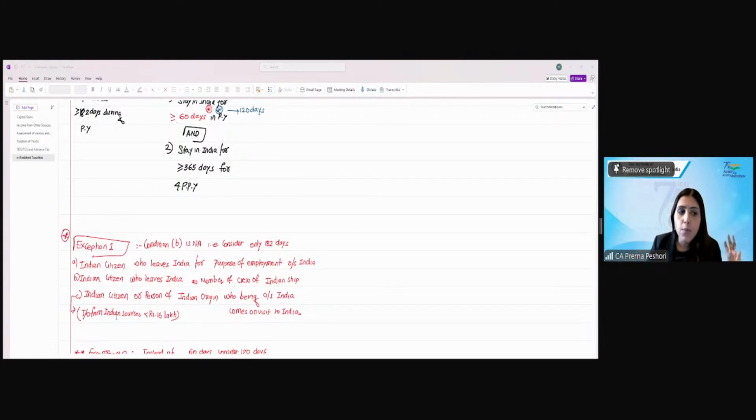Then the third exception is for the Indian citizen or the PIO who is outside India, comes on visit to India, and who has the total income from the Indian sources less than rupees 15 lakhs. So here they talk about the PIO. What is the meaning of a person of Indian origin? Whose parents or grandparents were born in undivided India, right?